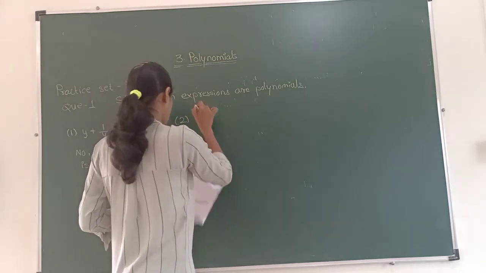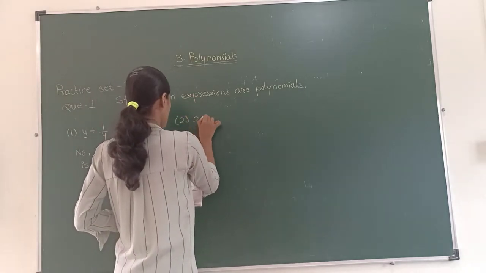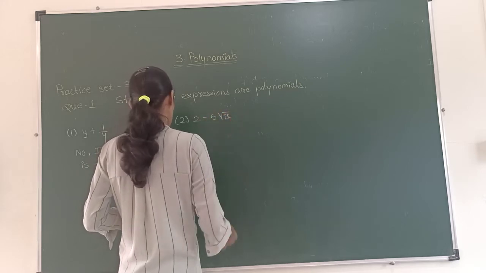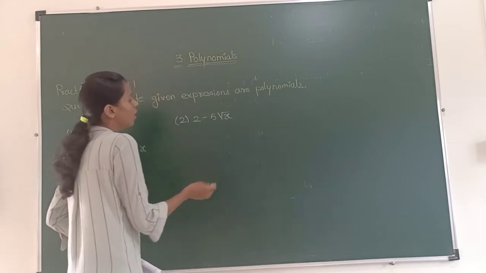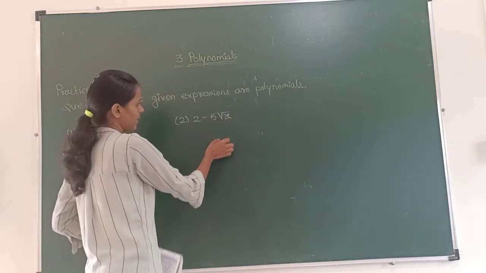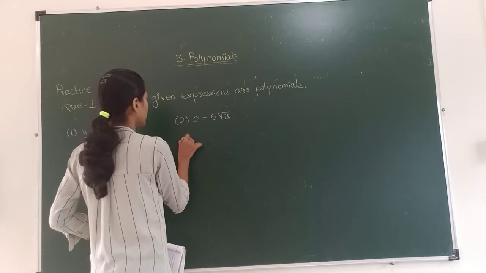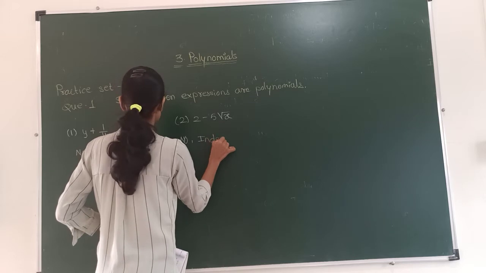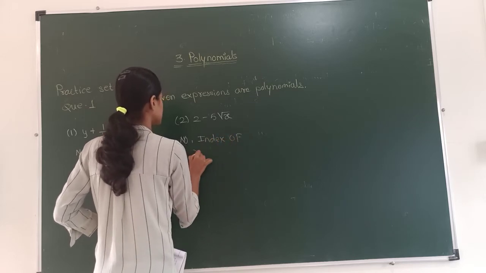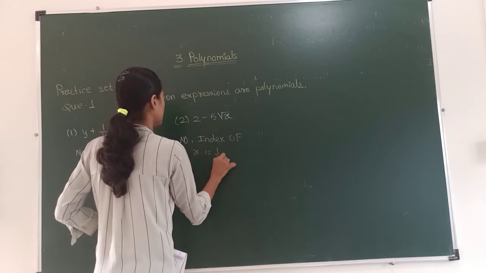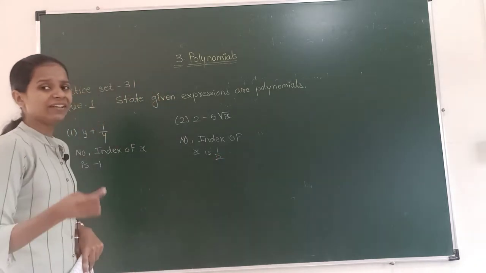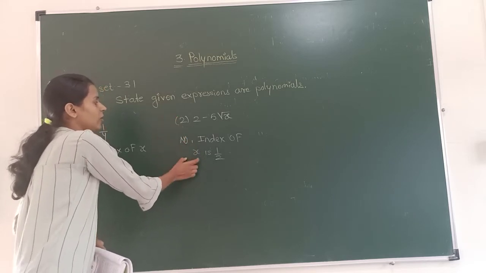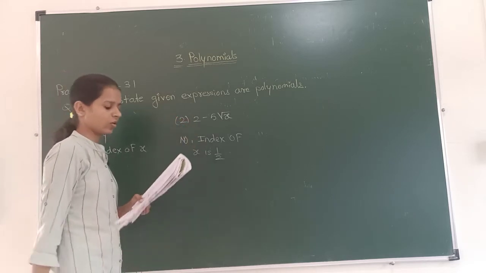See the second sub question from question number 1: 2 minus 5 under root of x. Is this a polynomial? If you notice x, then it is not a polynomial, because the index of x is 1 upon 2, and 1/2 is not a whole number. Therefore, this algebraic expression is not a polynomial.